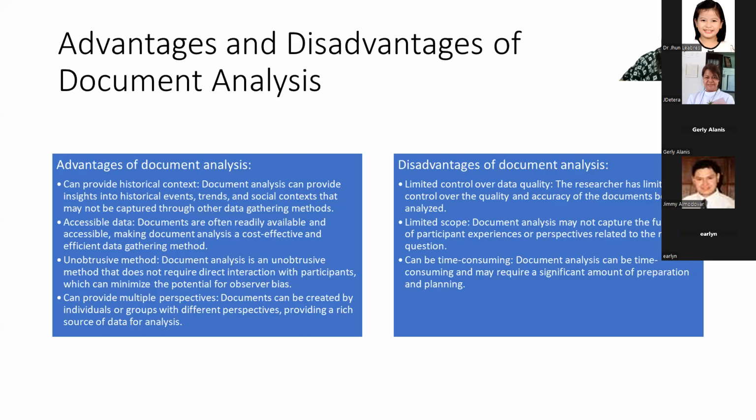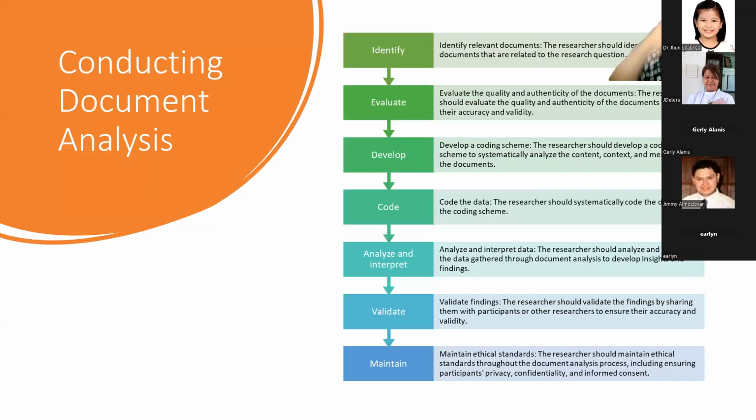Disadvantages: you don't know the data quality, if it's accurate or not. Limited scope because not all of a person's life is on paper. It can be time consuming because you have to find the proper documents needed. Okay. So how do you do this?